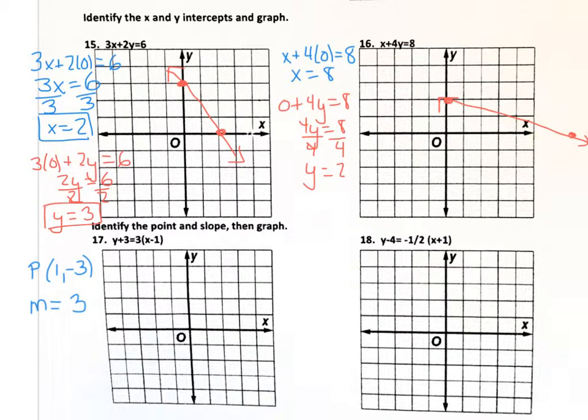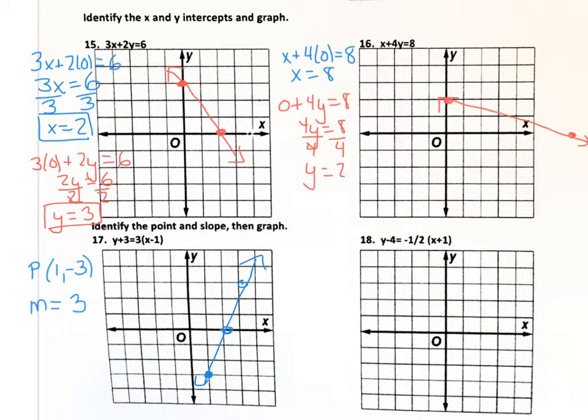So let's plot our point. We're going to go to 1, negative 3. 1, 2, 3. From there, my slope is 3, which tells me to go up 3 over 1. I could also have gone down 3, back 1. Or I could continue to go up 3, 1, 2, 3, over 1. And there we go. We have our line.